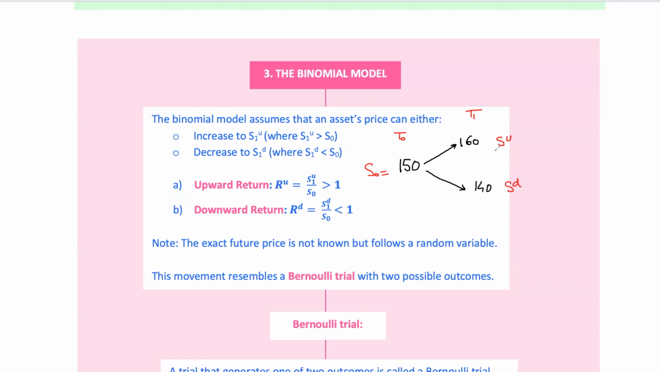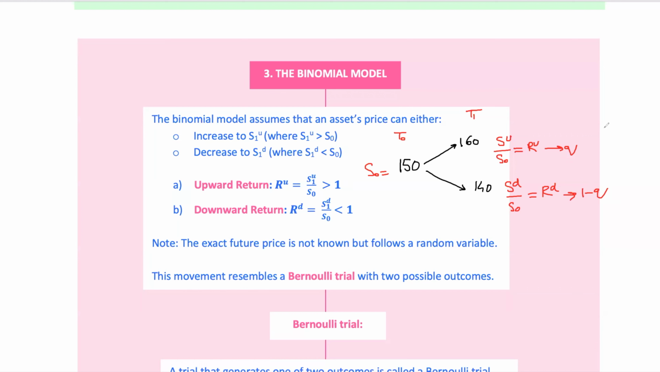Now, let's get a little more mathematical about it. If we take the ratio of the up price, SU, to the original price, S0, that ratio gives us RU, the return for an up move. On the other hand, if we look at the ratio of the down price, SD, to the original price, that's RD, the return for a down move. Here's where probabilities come in. We say there's a probability Q that the price moves up. And if the probability of moving up is Q, then naturally the probability of moving down is 1 minus Q.